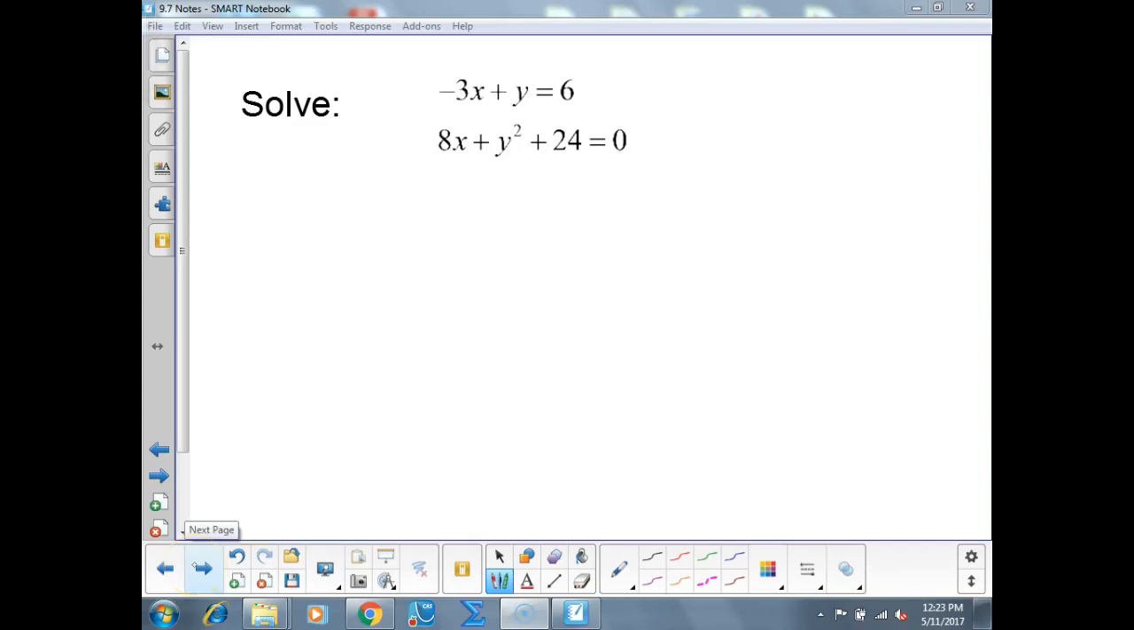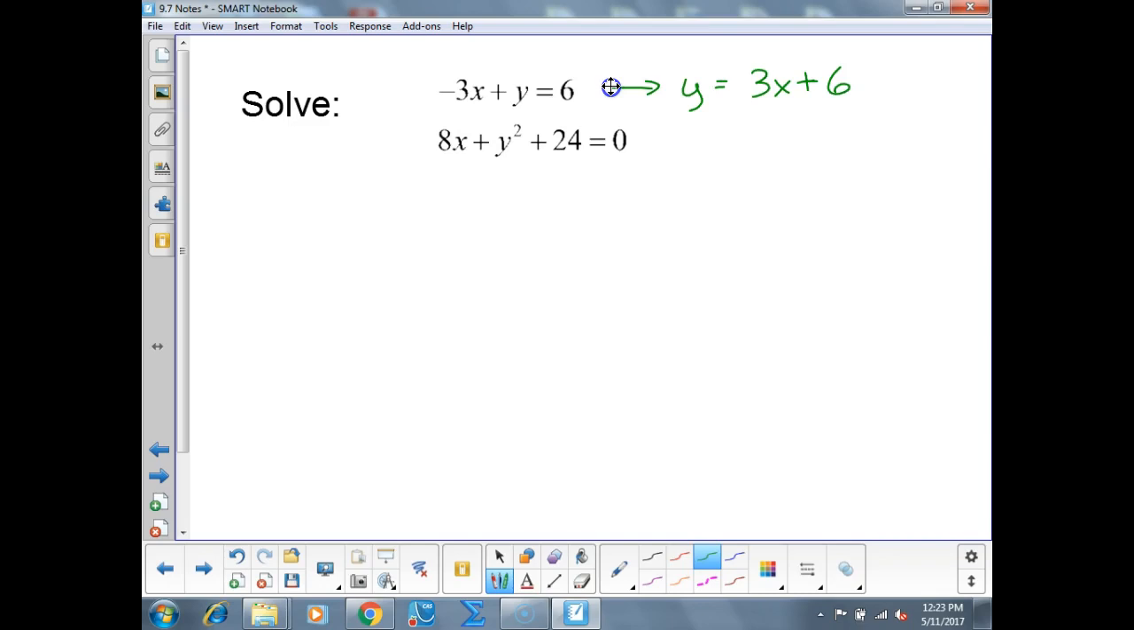So, what do you want to do first? Why don't we make y by itself? Y by itself up top? Yep. Okay. So this is going to be y equals 3x plus 6, correct? Yep. Okay. Then what? We substitute that into the bottom equation.